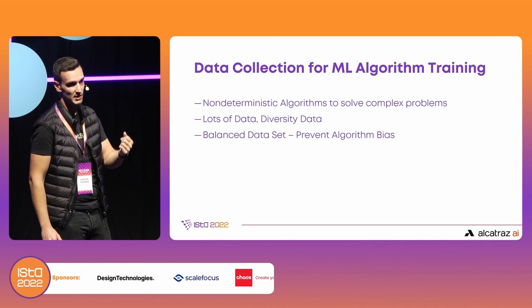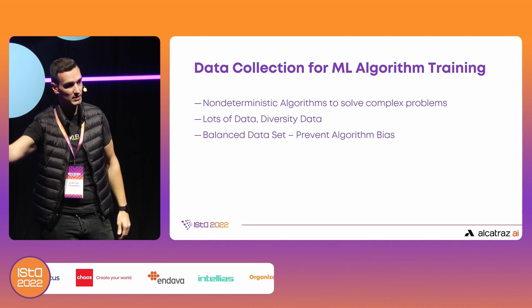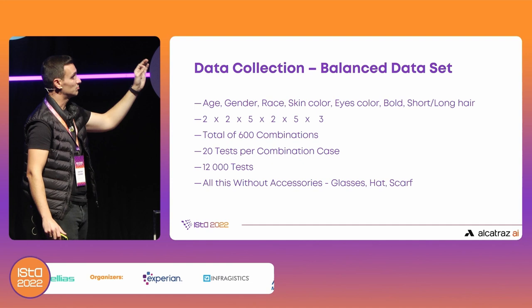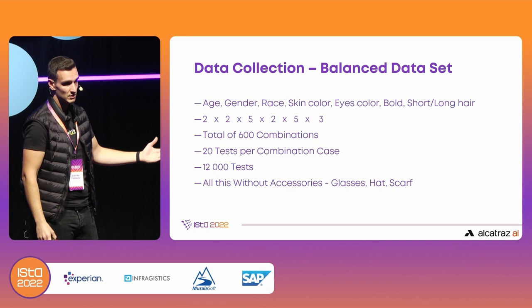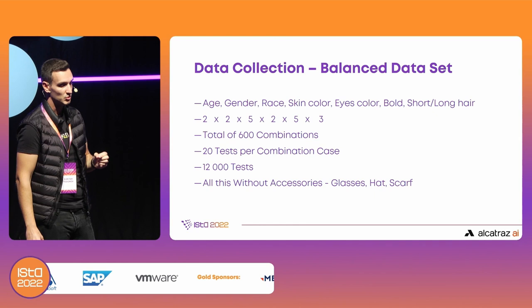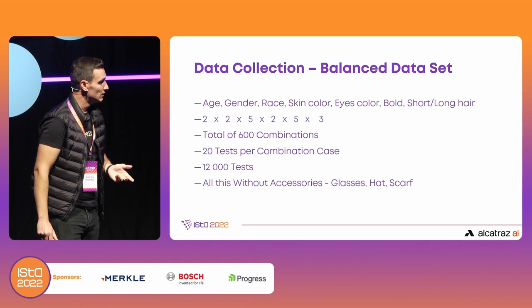And as you can guess now, the data is the critical part. We need lots of data, tons of data, a variety of data, and most important is the balance of the data, because if we train the algorithm more in one area, it becomes biased in this area and less successful in other areas. So I'll jump to a small example here. I have just a little group of classification of the short parameters of the human face, and we can end up with a total of 600 combinations with just this sample example. And if we, as I said, run 20 times in different conditions this same test case, with a very slight change in the input parameter, we end up with 12,000 tests without even including the accessories that we could have, scarves, hats, glasses, etc. And this is why the data is important.